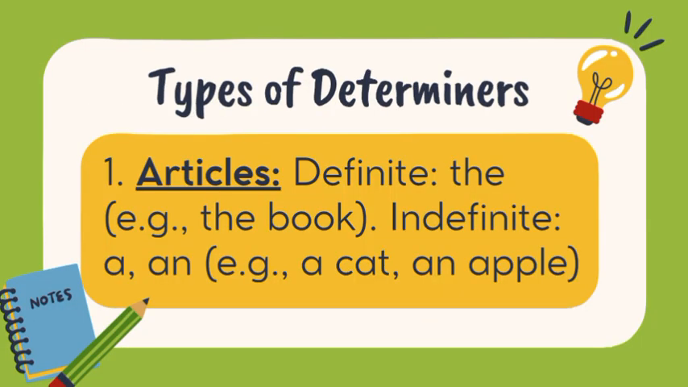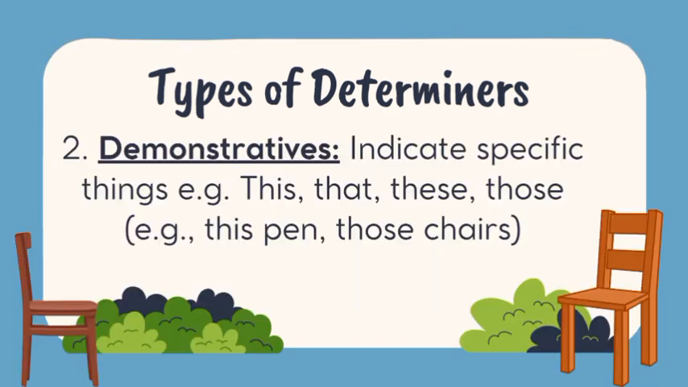Don't forget, articles are of two types. We have the definite article, the, and also we have the indefinite article. So: the book, a cat, an apple. So articles are also types of determiners. Number two, we have demonstratives. That is the second type of determiners that we have.